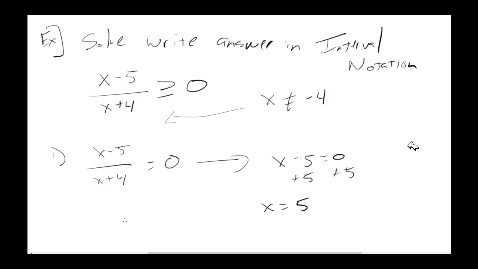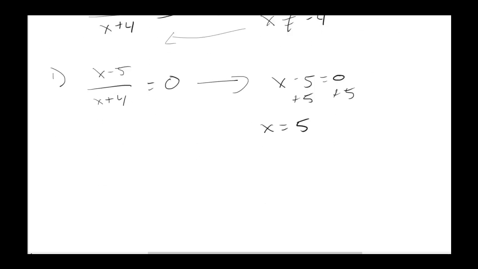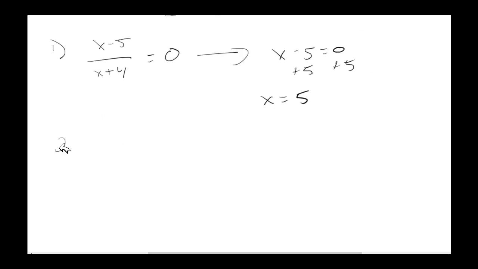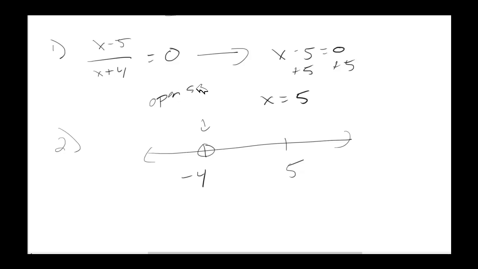So step 2, we're going to do a number line. Okay, go down here a little bit. Step 2, and I'm going to put down both values. Put down 5, and I'm also going to put down minus 4, and this guy is open. So here this is open since it's undefined, and all undefined things are open circles.